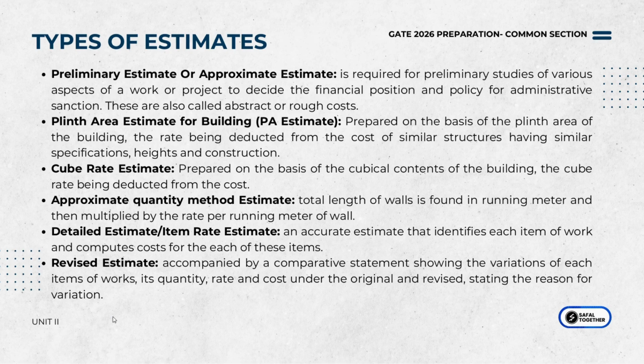This is very essential if you want to tender or if you need some technical approvals. Your detailed estimates or item rate estimates are very necessary, and it also makes project management much easier. Okay. The last type is the revised estimate, which is basically an updated cost estimate.